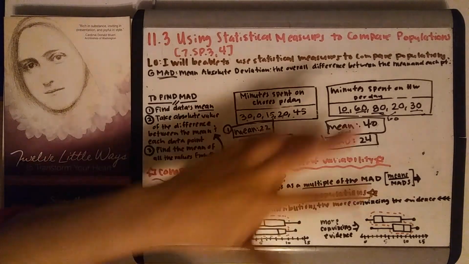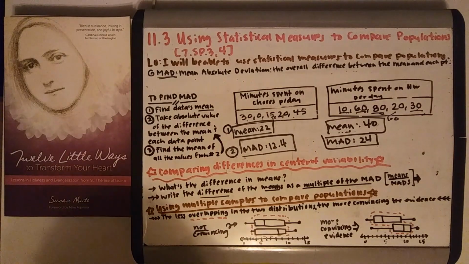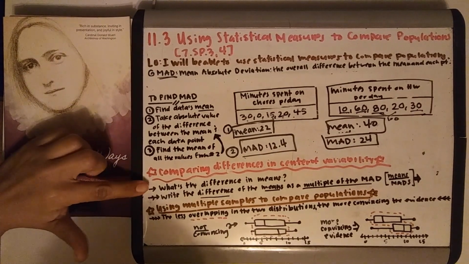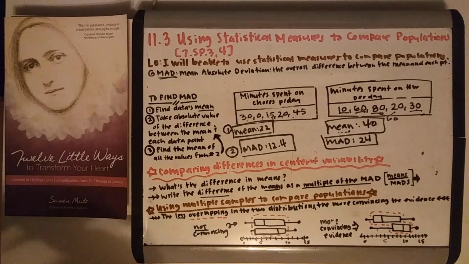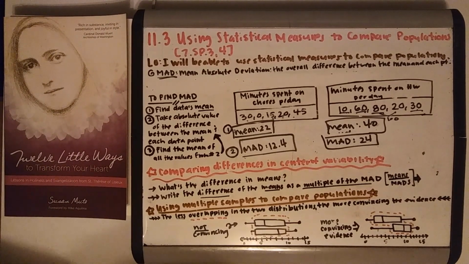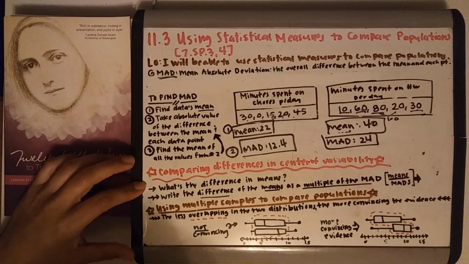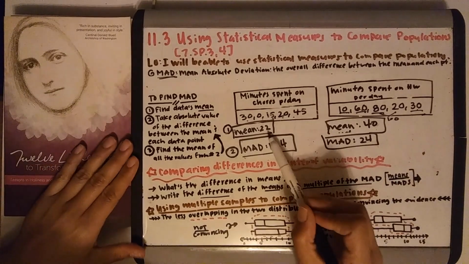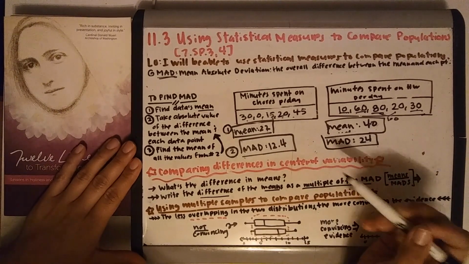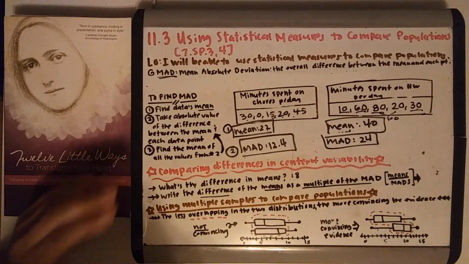Now we need to use this information to get something out. This one is asking us to compare the difference in centers, how different they are. So the first question is, what is the difference in mean? So basically you take the mean. What is the difference between 22 and 40? That's 18. So 40 minus 22 is 18.